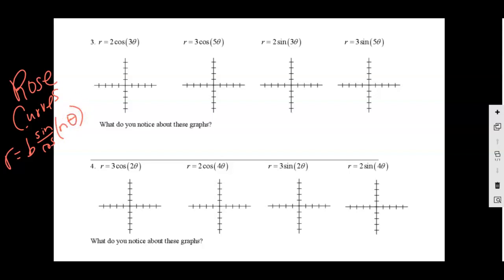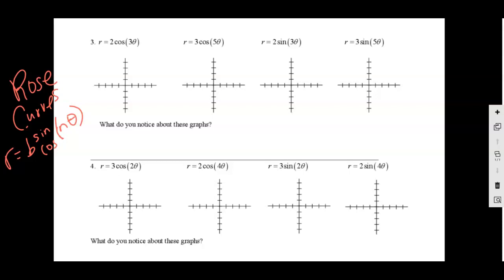Right, so here we go. We've got r equals, I've got a coefficient b. I don't want sine divided by cosine, I don't want tangent. I want sine or cosine, and then we have n theta. Let's go look at what that different n value does.